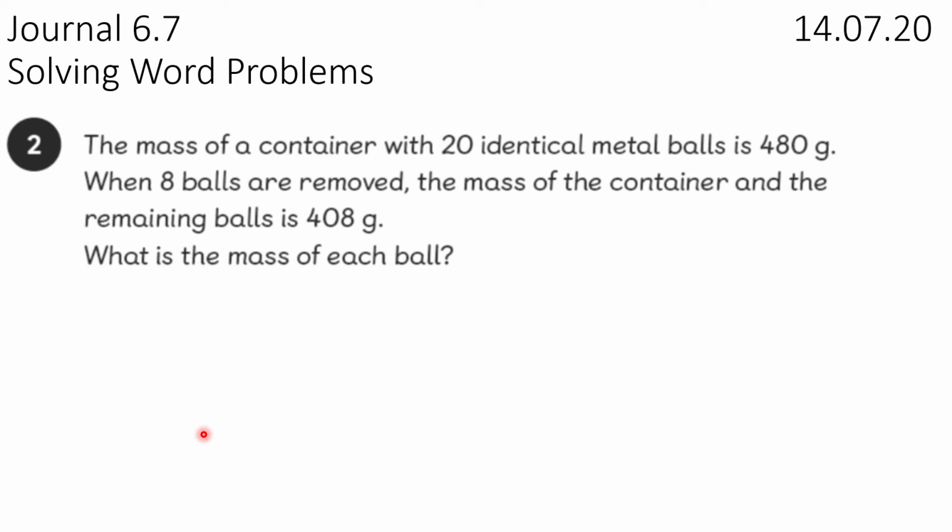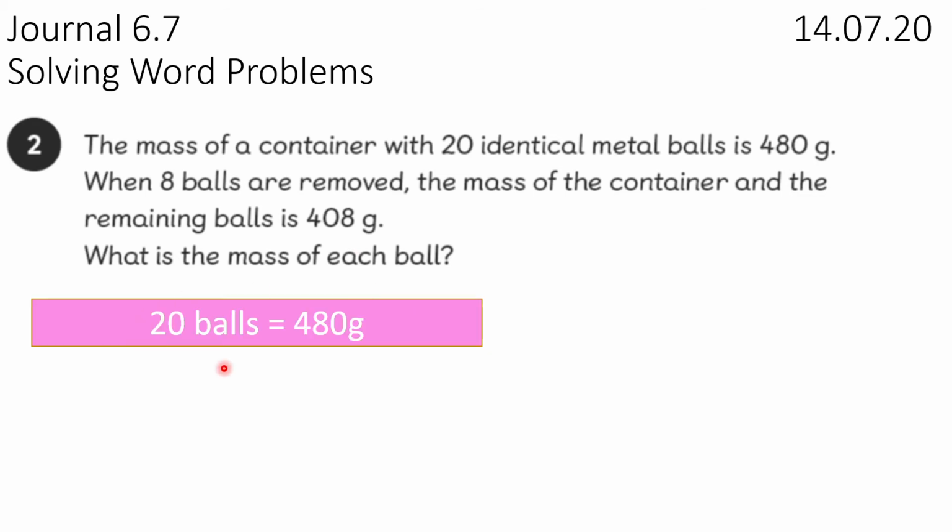The mass of a container with 20 identical metal balls, that's that word again, identical means exactly the same, 20 identical metal balls is 480 grams. When 8 balls are removed, the mass of the container and the remaining balls is 408 grams. What is the mass of each ball?